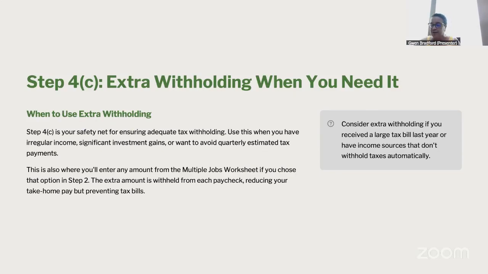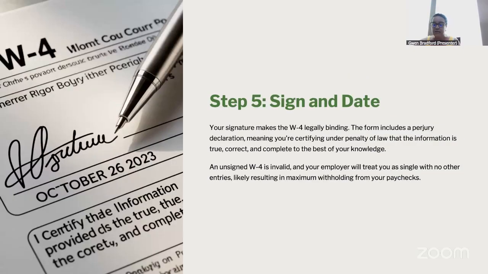And then the last section is step 5, and that's where you're going to sign your name and date it. Now, our system is all done electronically. So whatever date it is that you actually go in and change your W-4 information, that's going to be the date of that W-4.